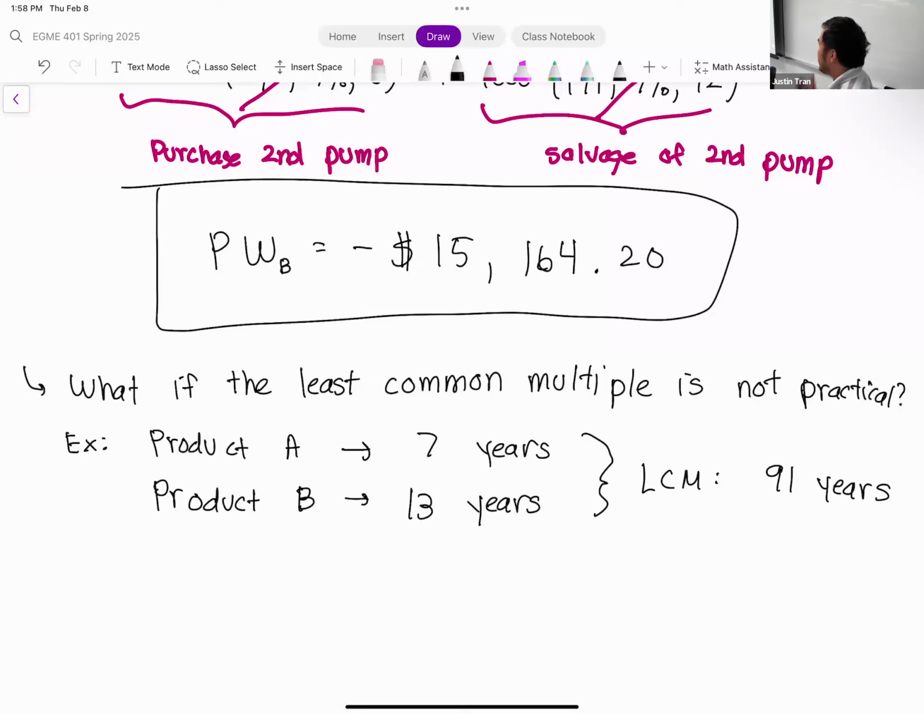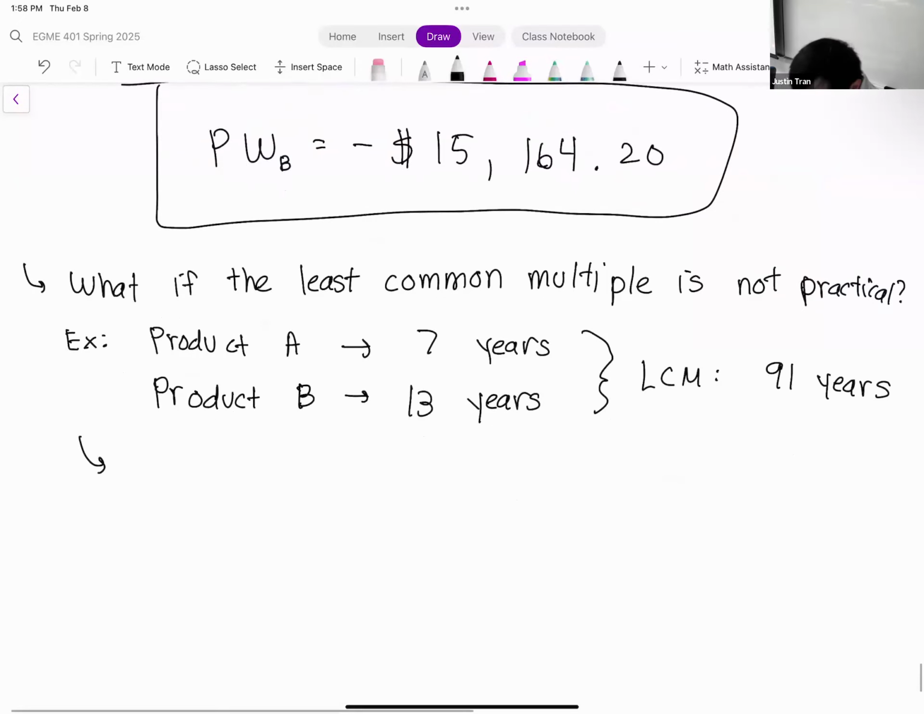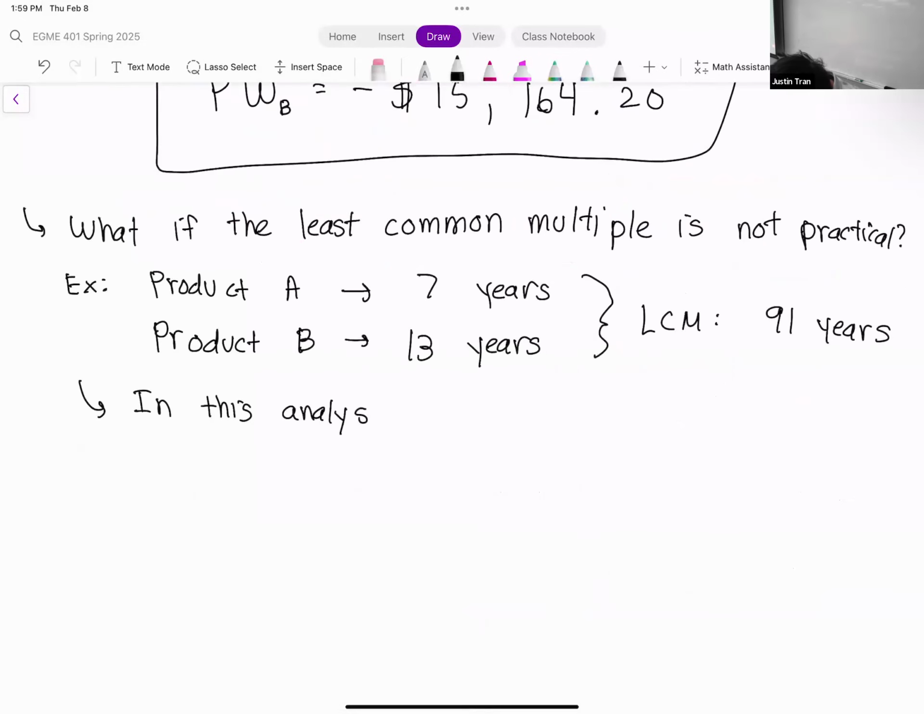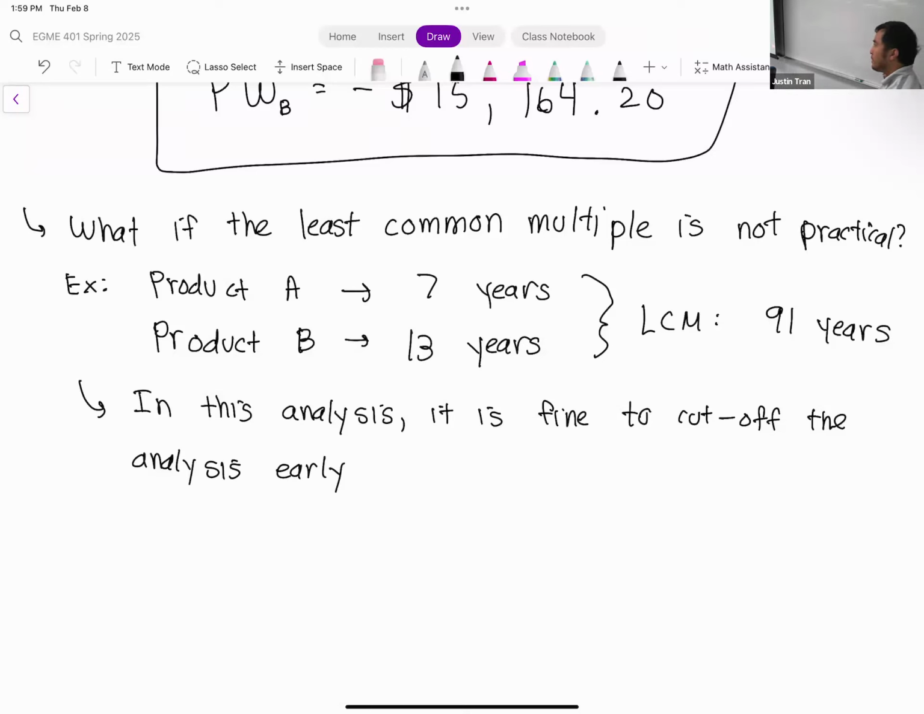With the way things are, there may not even be atmosphere on this earth in 91 years, right? So to assume that we're going to be using the same product for 91 years is not practical. And so in these kinds of situations, it's okay to cut off the analysis early. And essentially what that means is that you're going to be salvaging, or getting rid of, a piece of equipment before its end of life.